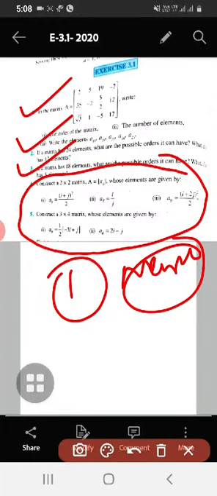Construct a 2 cross 2 matrix A equal to [Aij], whose elements are given by Aij is equal to (i plus j) whole square by 2. That is the first one. And Aij is equal to i divided by j. Aij is equal to (i plus 2j) whole square divided by 2. Similarly, construct a 3 cross 4 matrix. So we shall solve this fourth and fifth one.